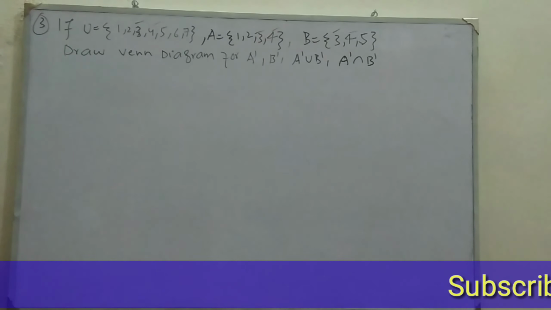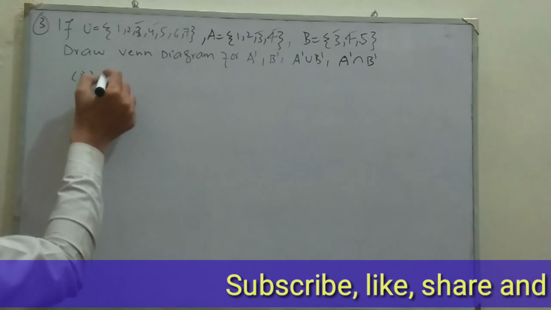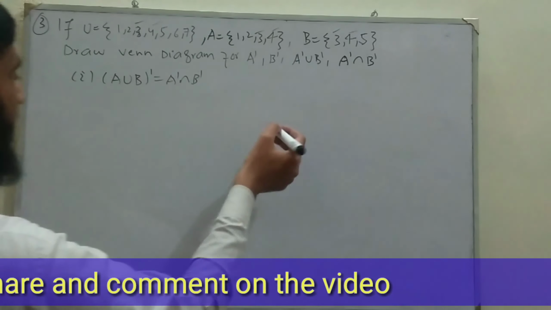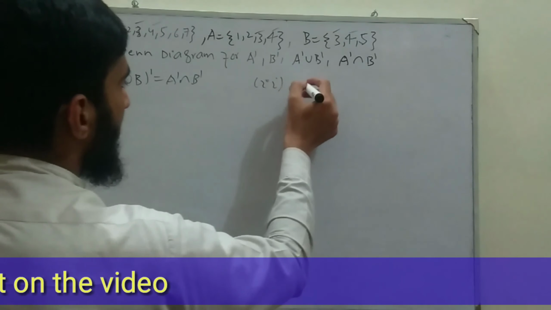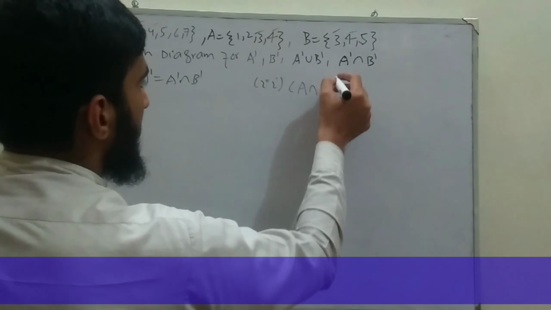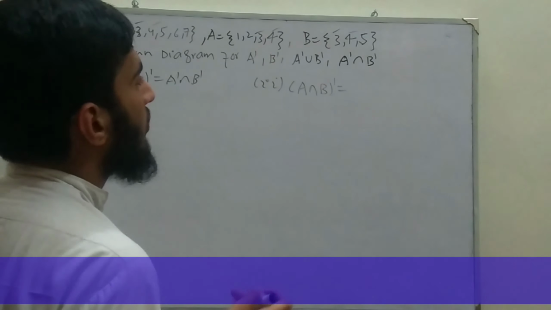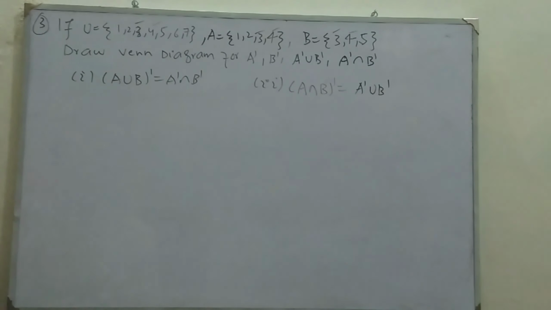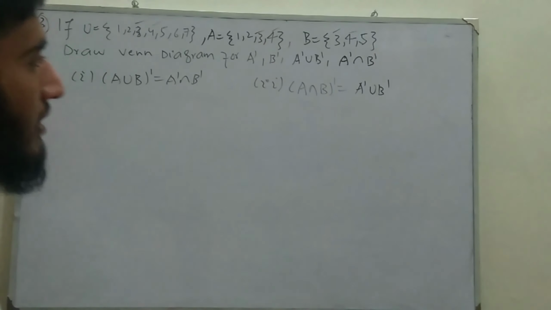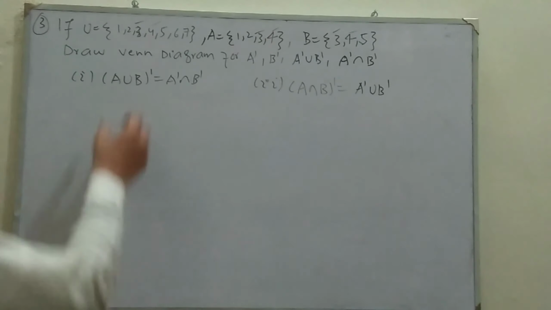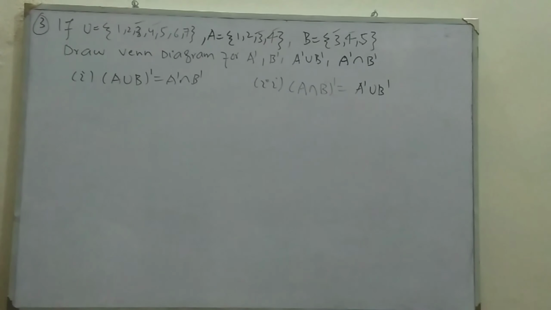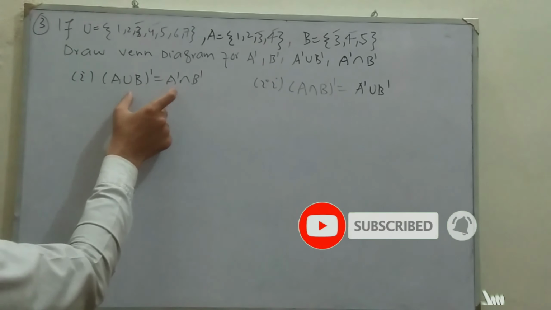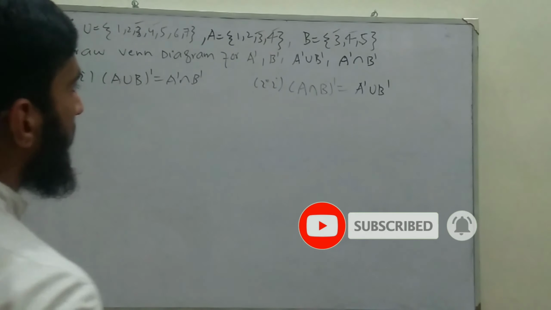The same question number 3, we have another 2 parts given. The first part tells us to find that A union B whole complement will be equal to A complement intersection B complement. And the second part tells us to prove that A intersection B whole complement will be equal to A complement union B complement. So these two properties are according to De Morgan's law, which we already learned in the previous video. We are going to find the first part, and the second part you can find yourself.